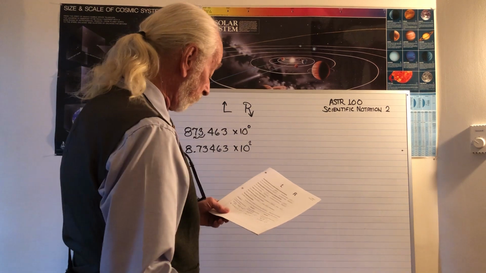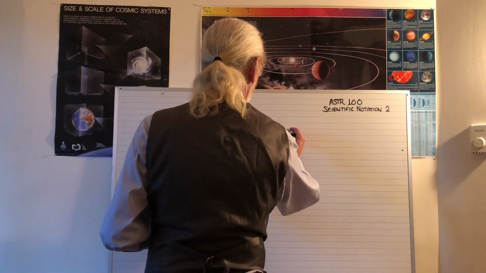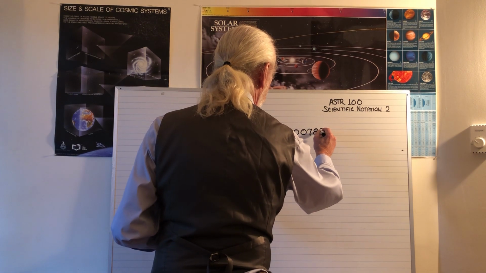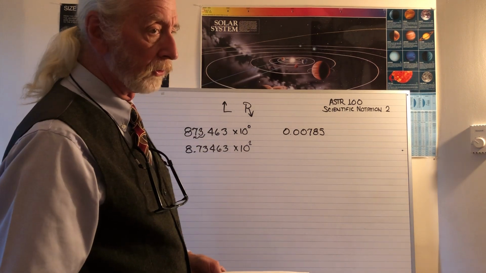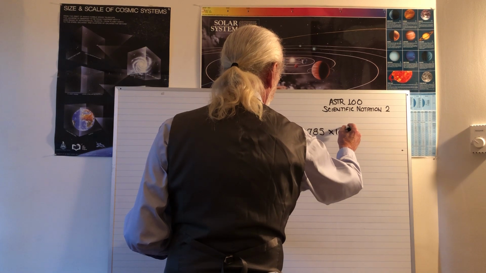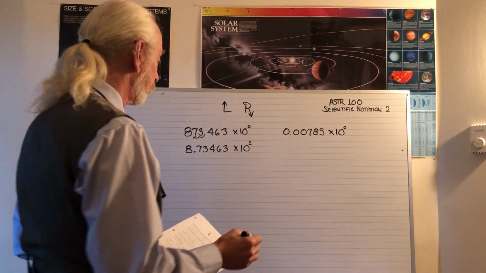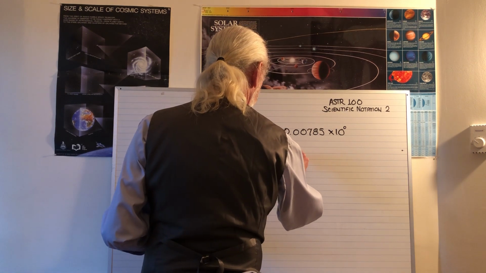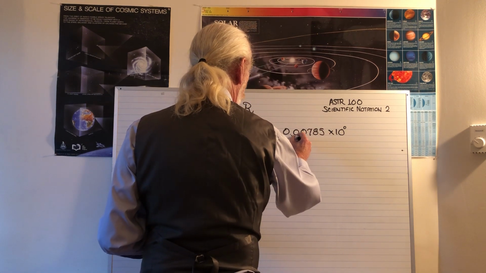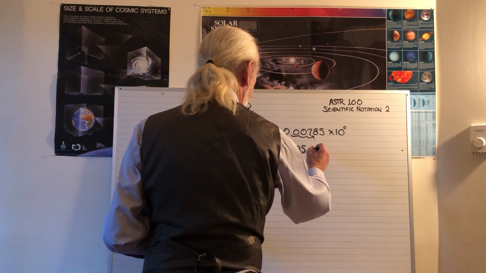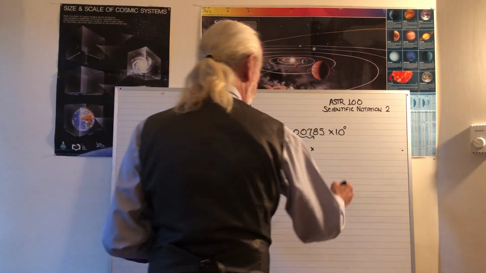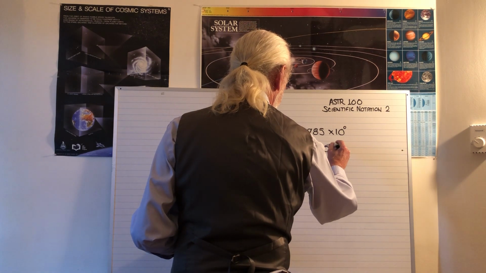Next example, 0.00785. All right, there's my number in standard notation. And just so I have a reference, I'll put 10 to the 0 on it. I want my coefficient to look like this, 7.85. And to do that, I had to go 1, 2, 3 places to the right. So I start at 0, and I'm going to go down 3 places. Just think of a thermometer. 10 to the negative 3.